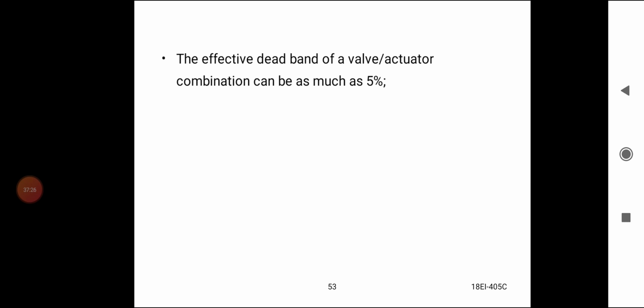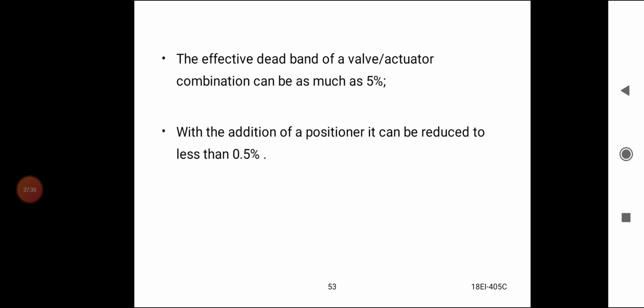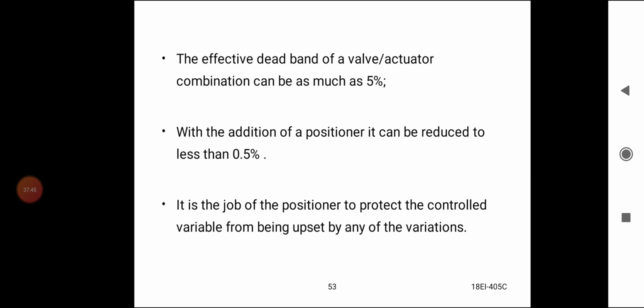The effective deadband of a valve or actuator combination can be as much as 5%. With the addition of a positioner, it can be reduced to less than 0.5%. It is the job of the positioner to protect the controlled variable from being upset by any of the variations.